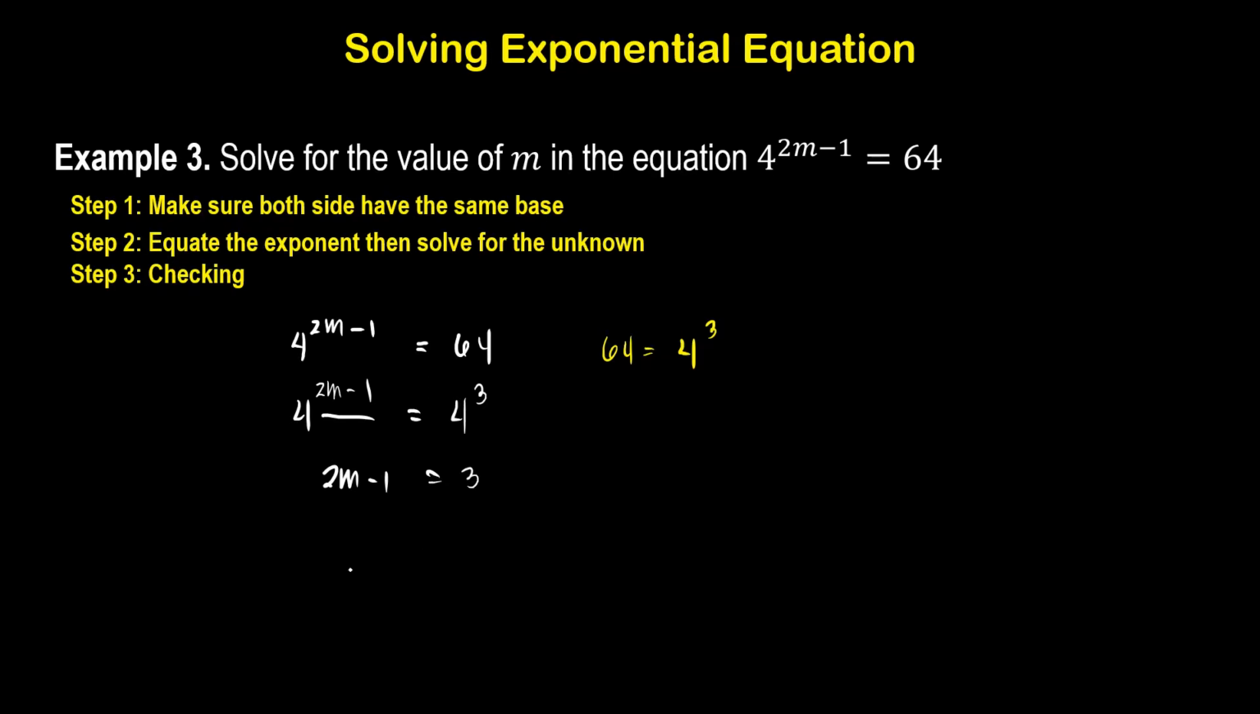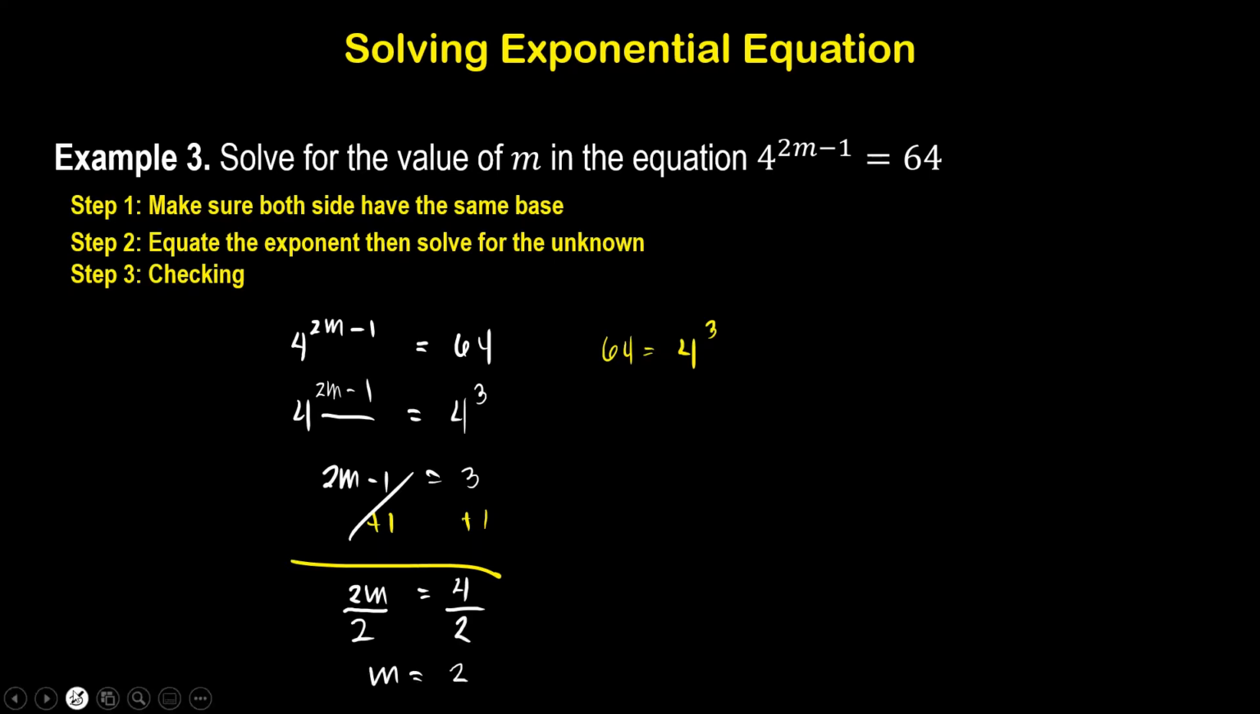Then again, we solve for the variable. So we need to isolate first our variable. So again, we add both sides by positive 1. That gives us, this is cancelled, 2m is equal to 4. Of course, to solve for m, what we are going to do is to divide both sides by 2. So that means ang m natin is equal to positive 2. So that's our value of m for our third example. Let's box this one.